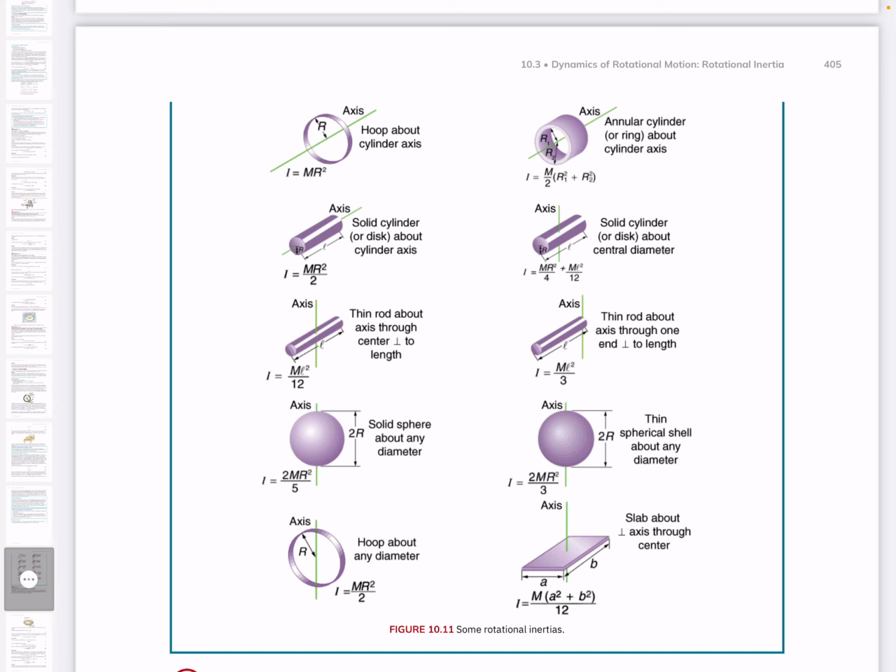Anyway, if you're going to take that hoop and rotate it around its center axis like this, then you have mr squared over 2. And then lastly, we've got a slab with A and B, and we're doing a slab, okay? And if you notice, it's very much like a thin rod, but it's a thin rod in 2 different dimensions. So it's just a 2-dimensional thin rod, basically. Okay.